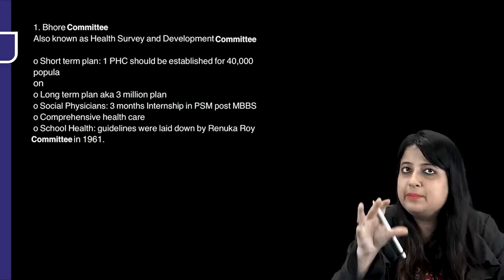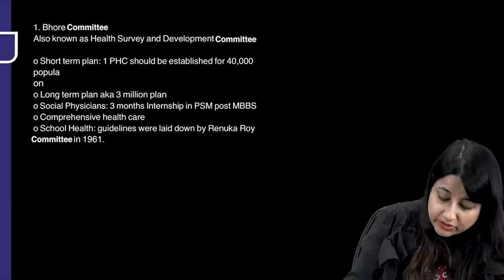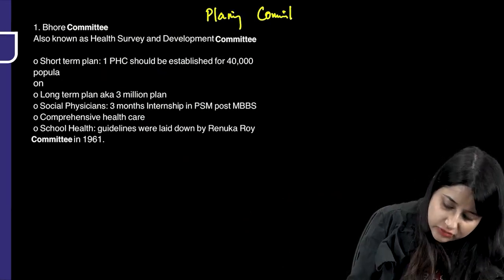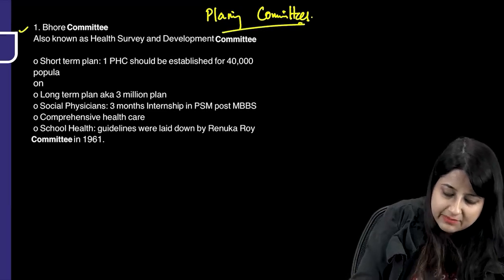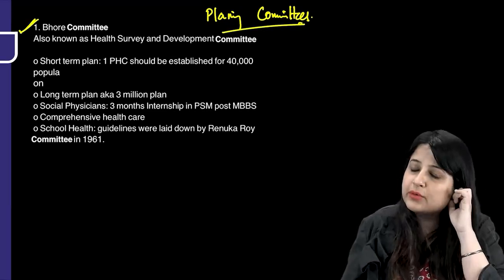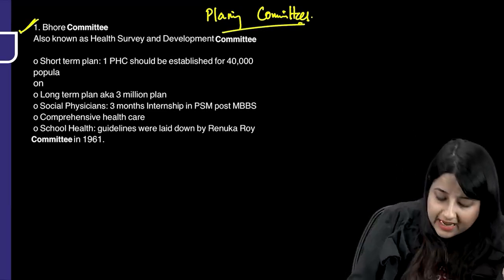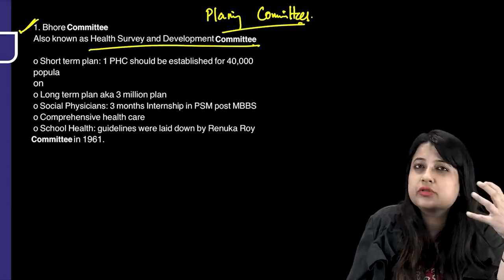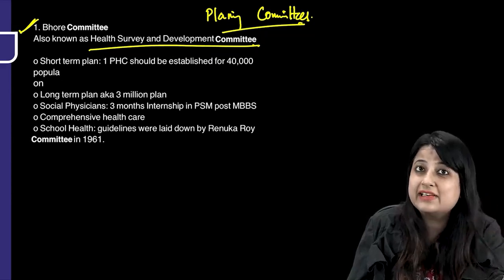So from the first part, the planning cycle and the definitions are important. Now we must know something about the planning committees also. The most important planning committee was the Bhore Committee, which was given by Sir Joseph Bhore. What was the name of this committee? Health Survey and Development Committee. Sir Joseph Bhore, this was before independence, in 1946.